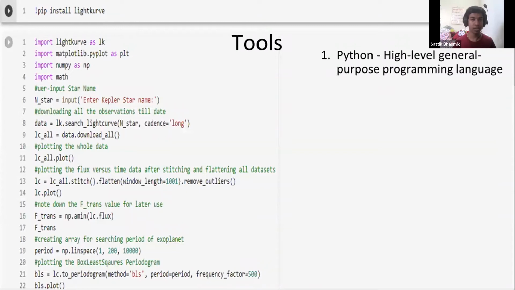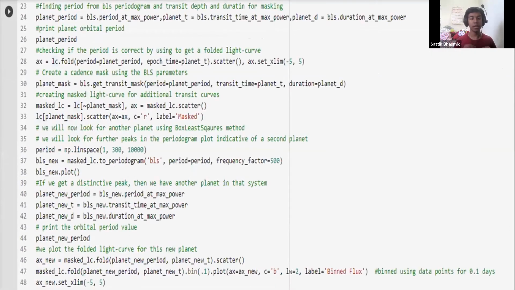Well, for my research, I have used the transit photometry data of the star, and along with that, I'm using Python. What is Python? It's a general purpose programming language. It's lightweight, very flexible, and can easily perform complex mathematical and astronomical calculations. As you can see in these 2 images, this is the code I made after learning Python and going through the lightcurve module. Now, what is the use of this code?